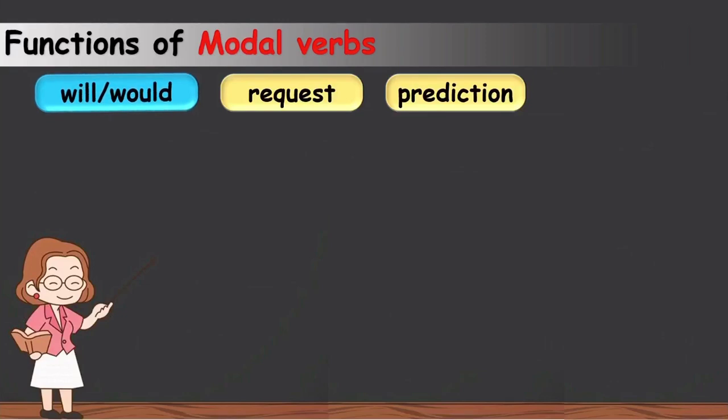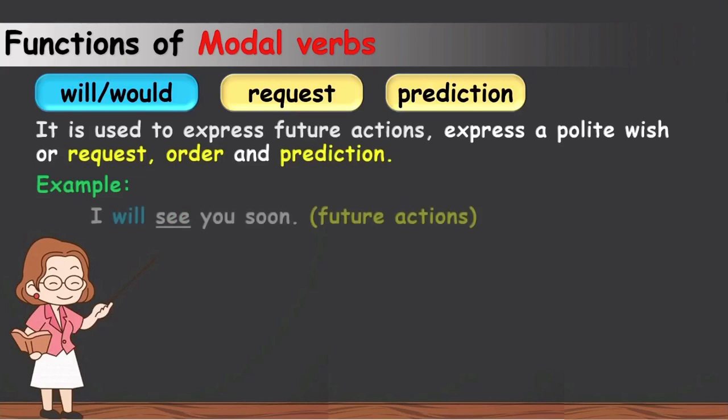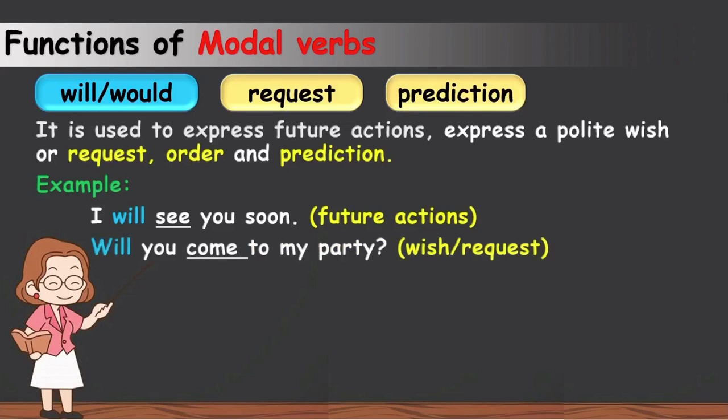Will or would. It is used to express future actions, express a polite wish or request, order, and prediction. Example: I will see you soon. It expresses a future action. Will you come to my party? It expresses wish or request to come to the party.